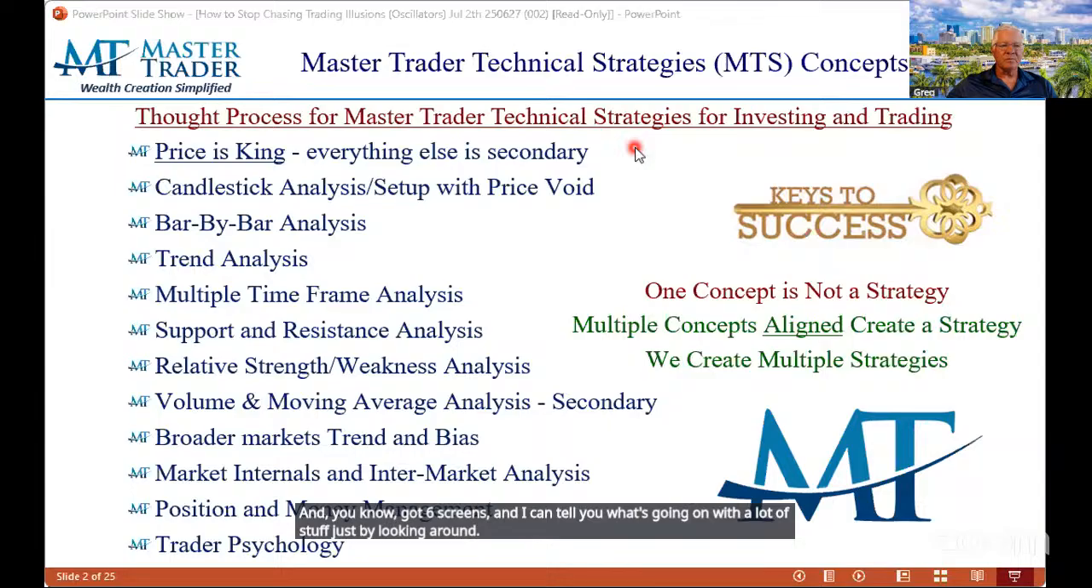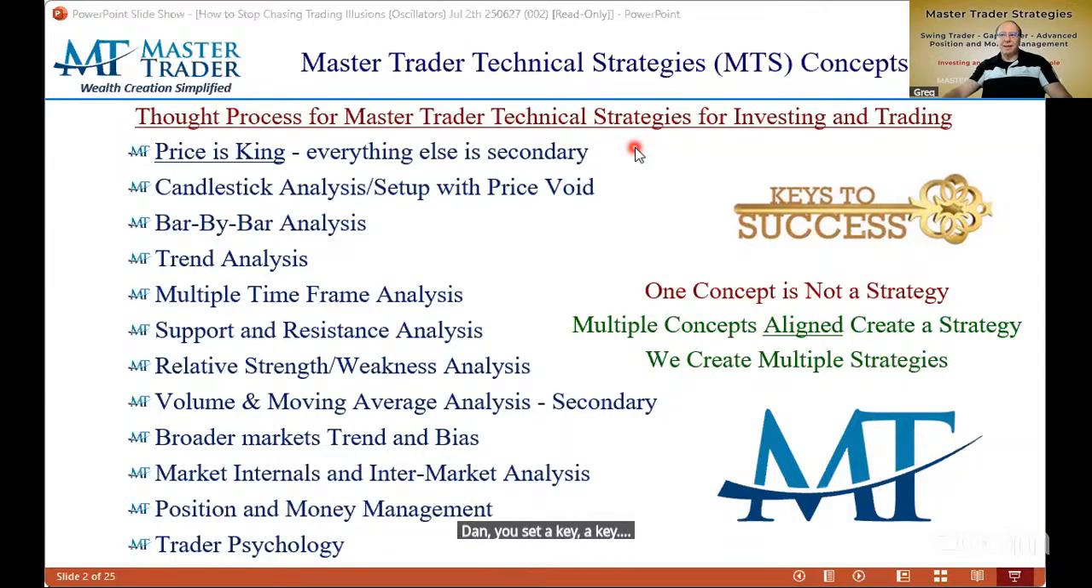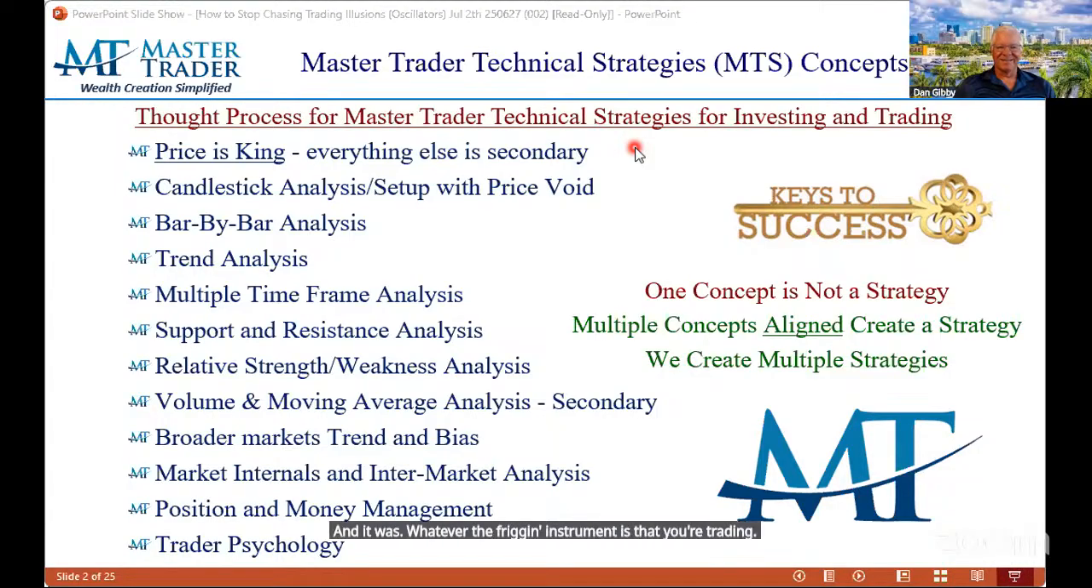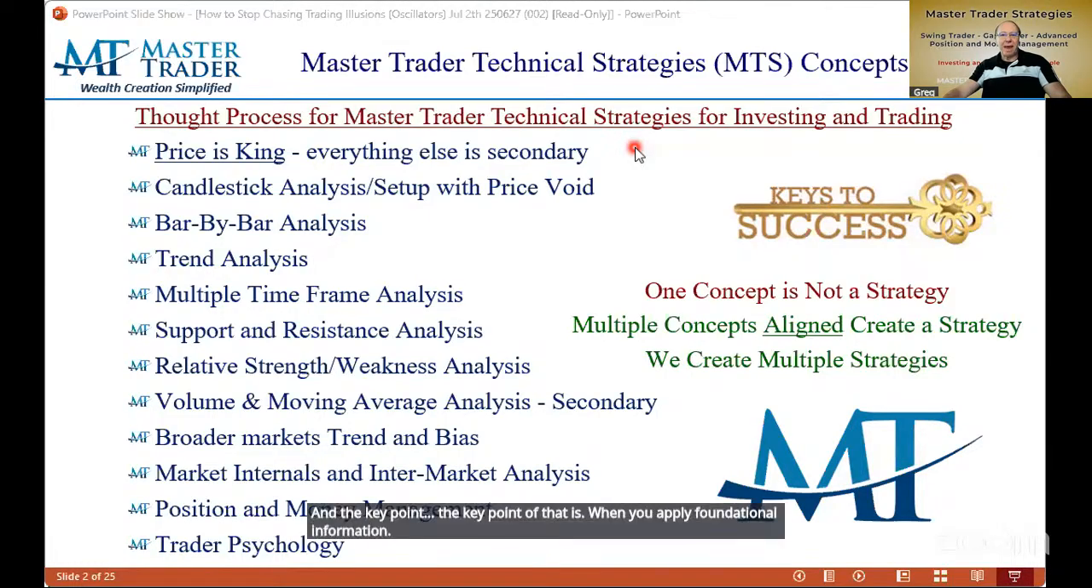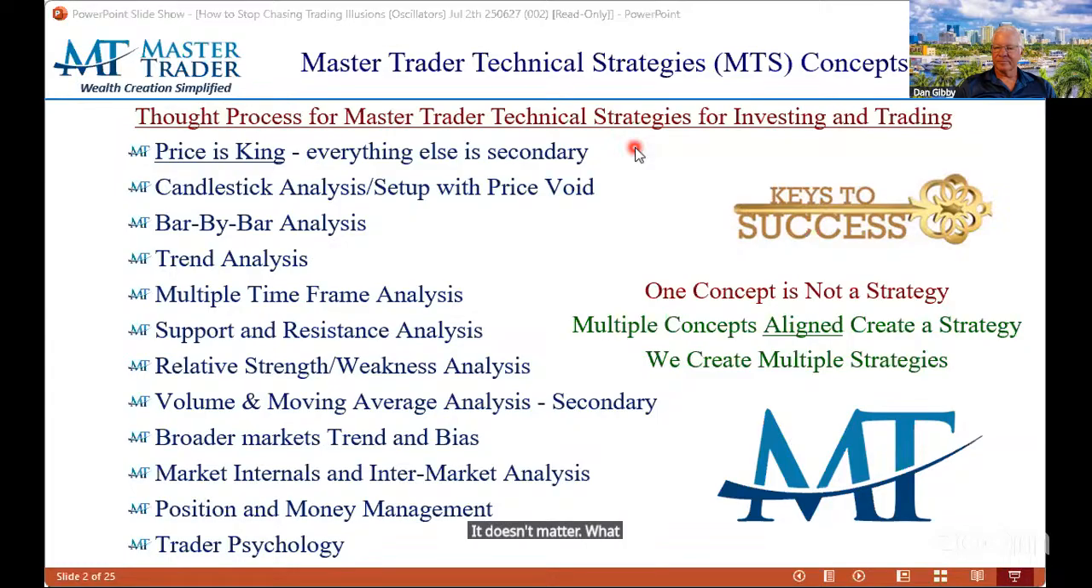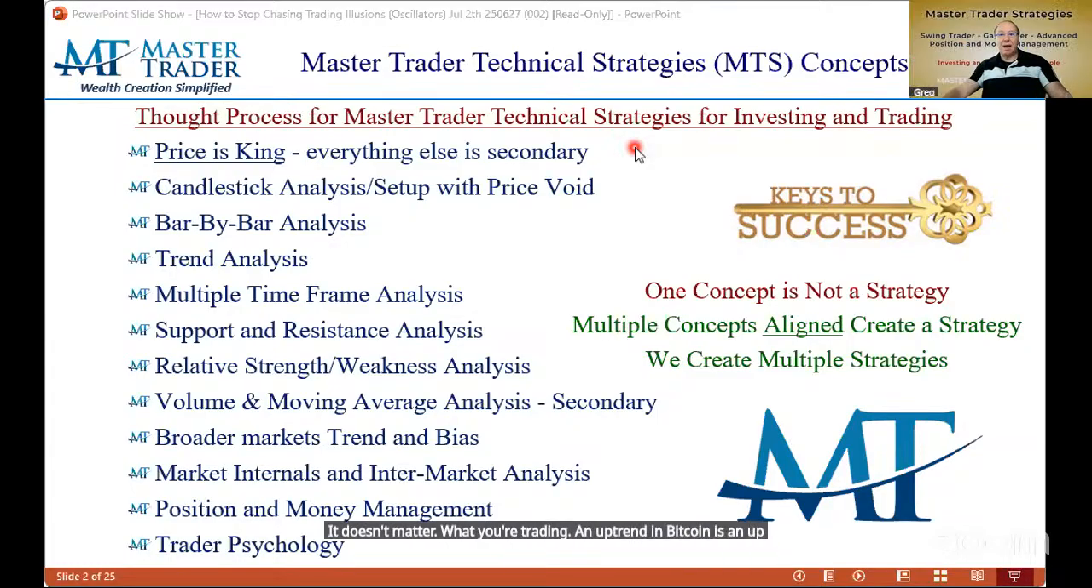Dan, you said a key point that I don't want to be missed: whatever the instrument is that you're trading. The key point of that is, when you apply foundational information, it doesn't matter what you're trading. An uptrend in Bitcoin is an uptrend in Apple, is an uptrend in XYZ. Now, how you define that is what brings clarity. If you try to define that with something esoteric, like the Square of 9 by Gann or whatever, brain damage sets in.